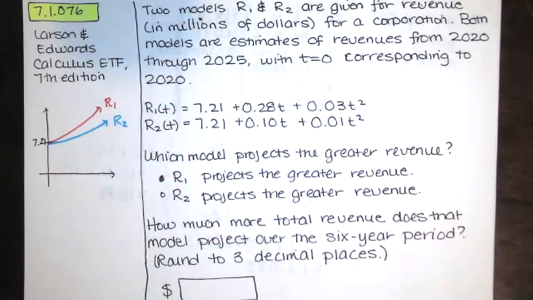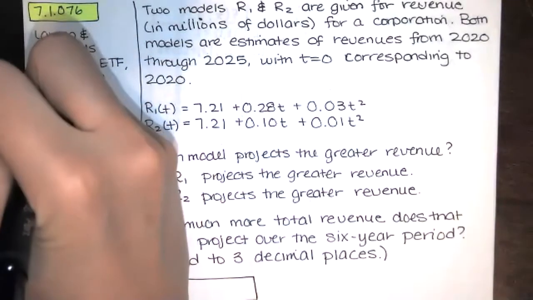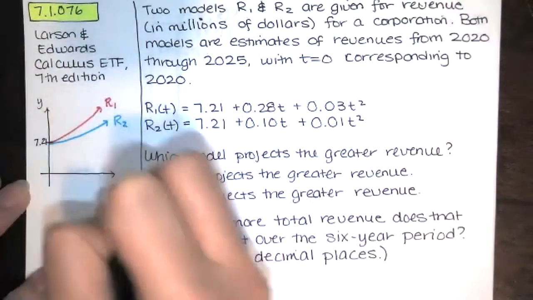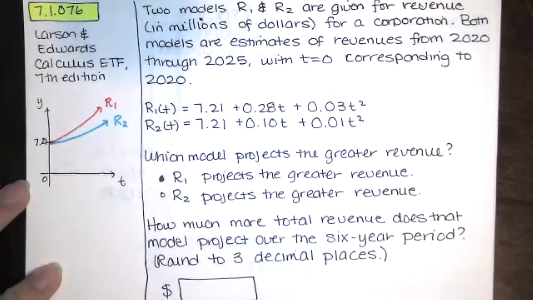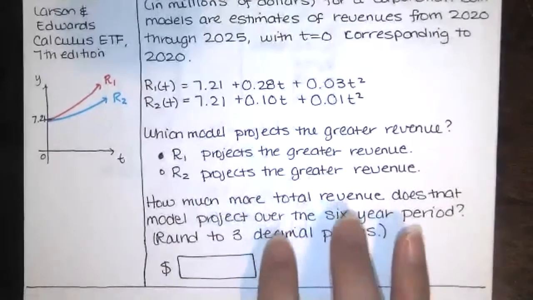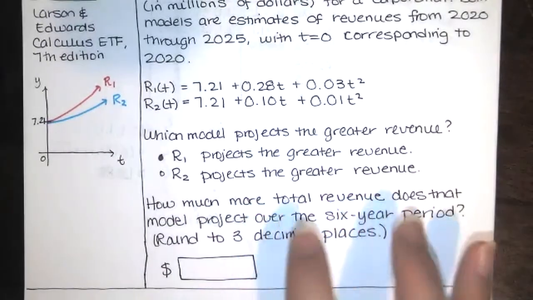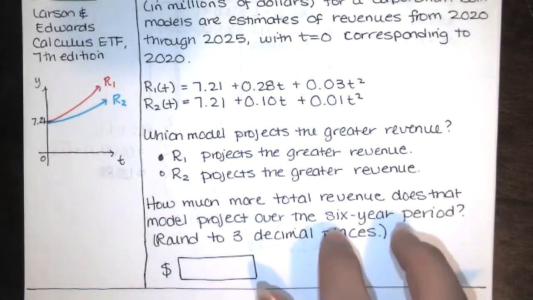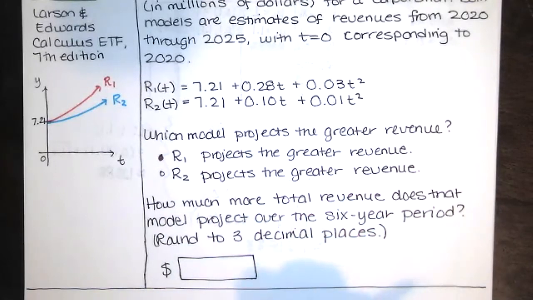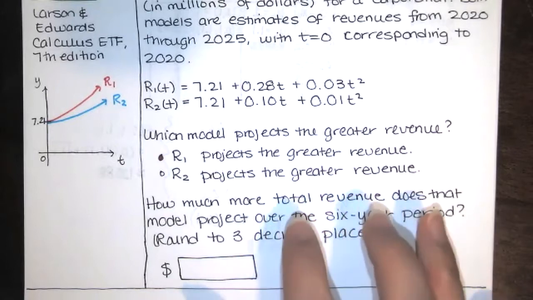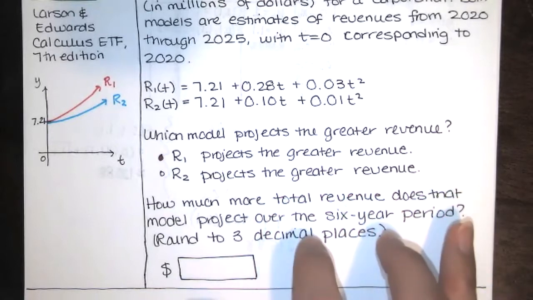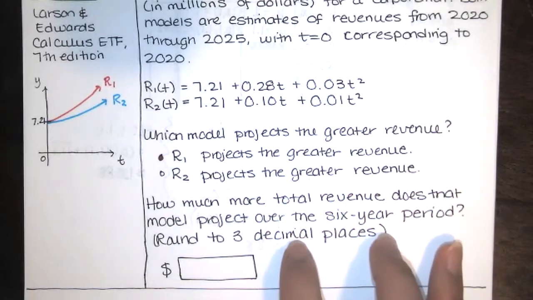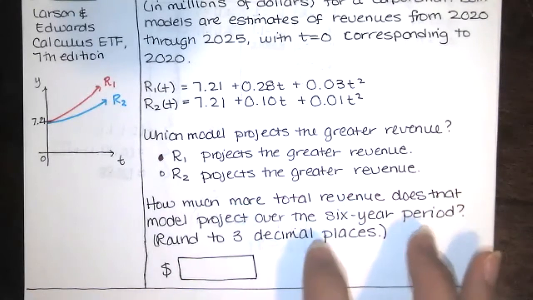Okay. And this is the t-axis, the y-axis and the t-axis, and this is t equals 0. Now, the second part of this problem says, how much more total revenue does this model project over the 6-year period? Now, I know what they're expecting, so I'm going to show you what they're expecting you to do, and then I'm going to tell you what's wrong with it.